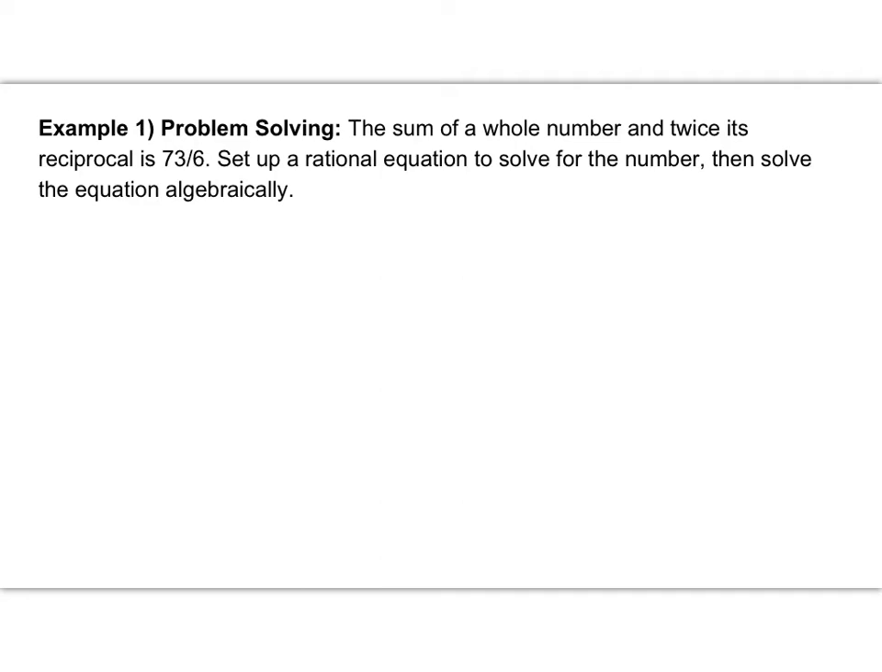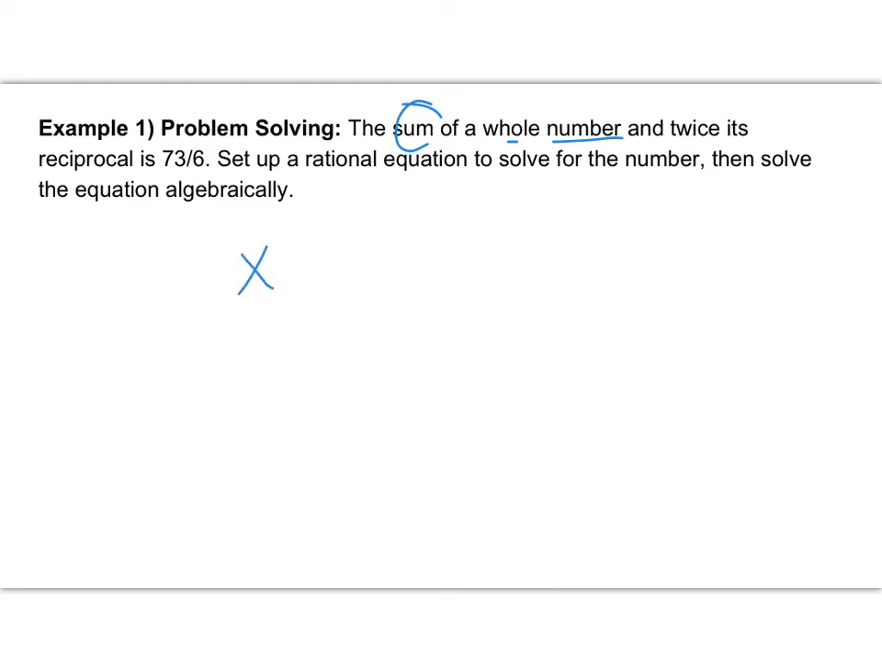All right, everyone, welcome to example 1, everyone's favorite. It's a word problem. So what we have is the sum of a whole number and twice its reciprocal is 73/6. We're going to set up an equation from that. So we know that sum means add. A whole number means it's not going to be a decimal. Twice its reciprocal. So let's go ahead and just call x our whole number.